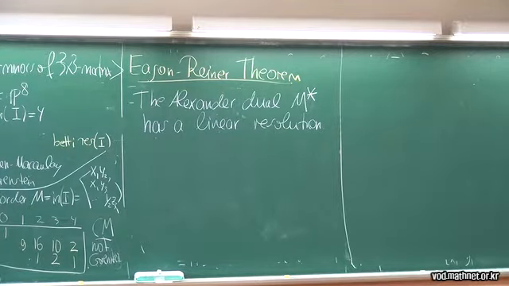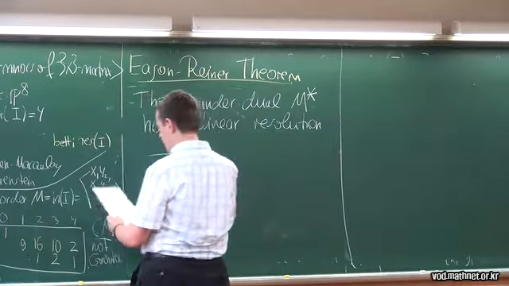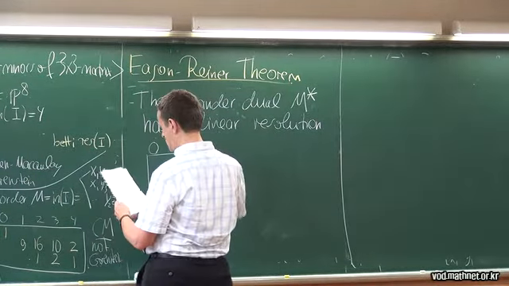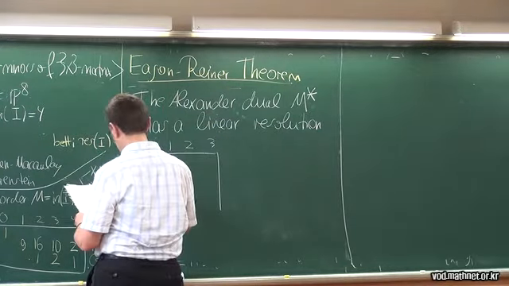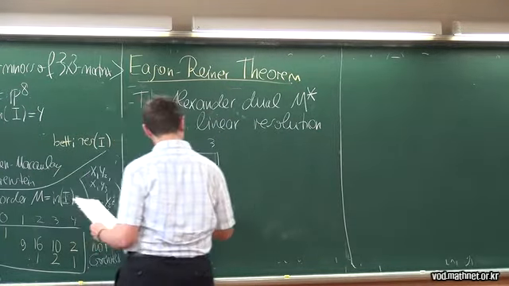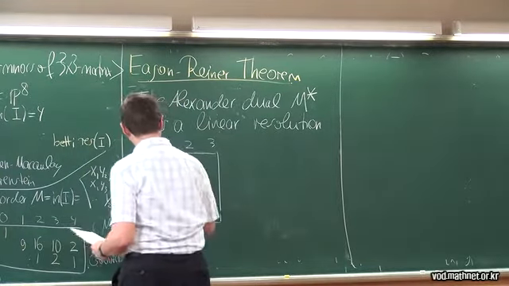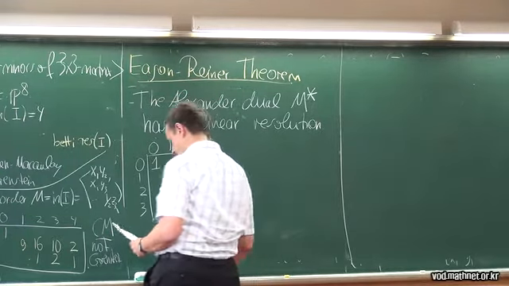Okay? Now, what does linear resolution mean? Well, let me draw the Betti diagram. The Betti diagram looks like this: 0, 1, 2, 3, and 0, 1, 2, 3. And it looks like this: 1, 6, 6, 1. Okay?